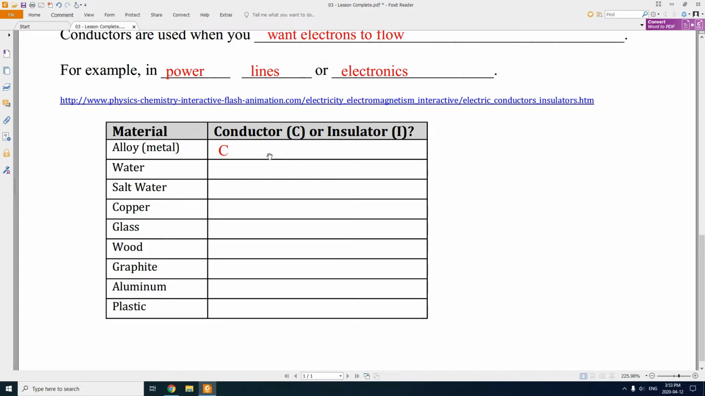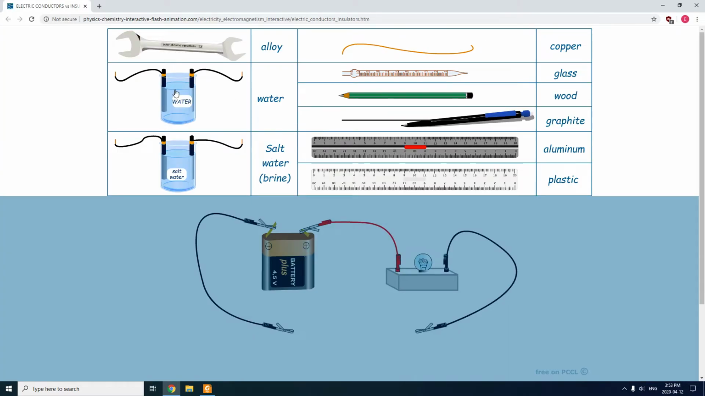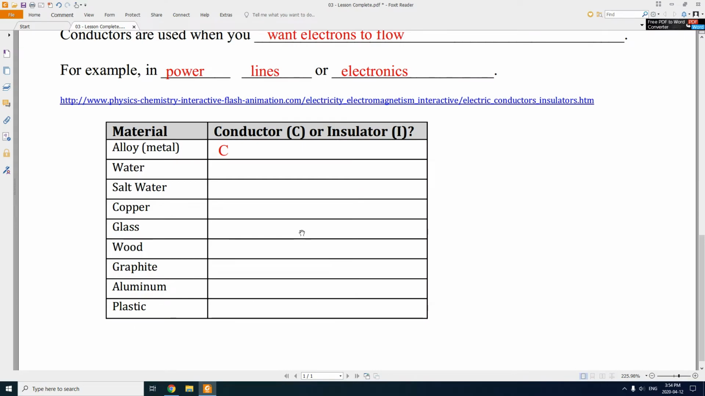All right. Next one, water. This is pure water with nothing in it. We call that distilled water. Plug that into our circuit, and nothing happens. So if you have pure distilled water, this is only H2O molecules, there's nothing else dissolved in the water, that's actually an insulator. I for insulator. Electrons cannot move through it.